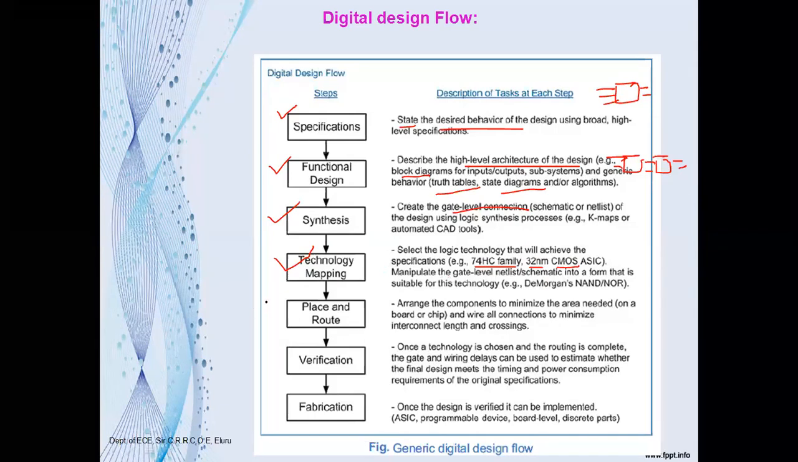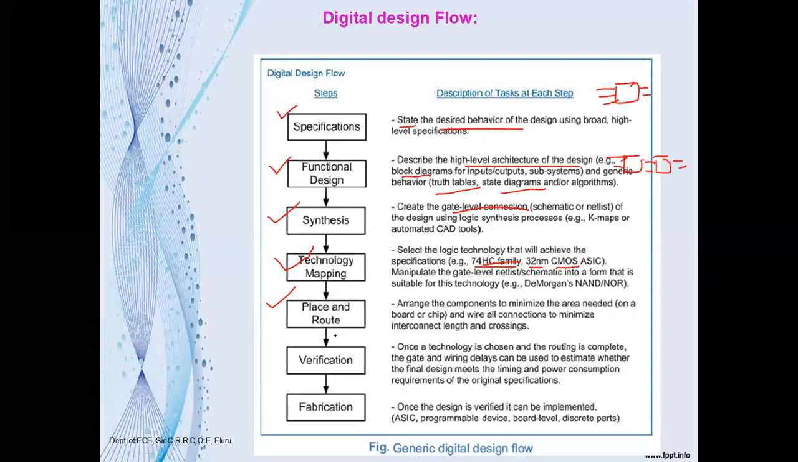And after that, the place and route. Once you have chosen the 74HC family with the 32 nanometer technology, then how we have to place the components in that digital system. We will have different subsystems, and how we have to place and how we have to connect internally all the subcomponents, that is the place and route.